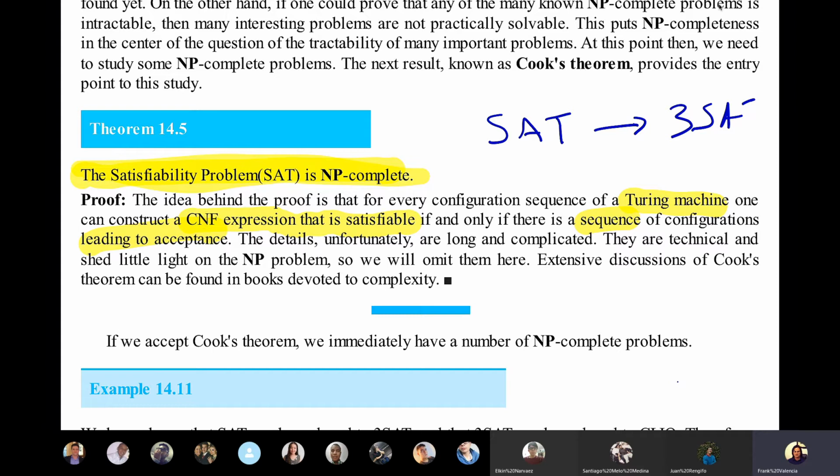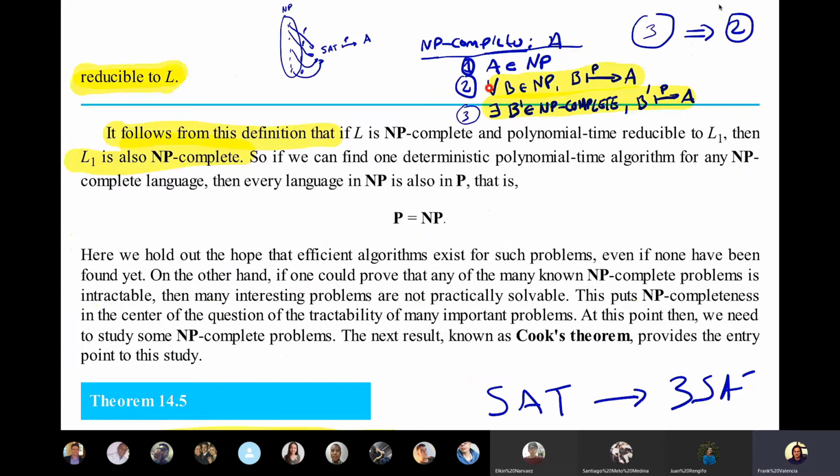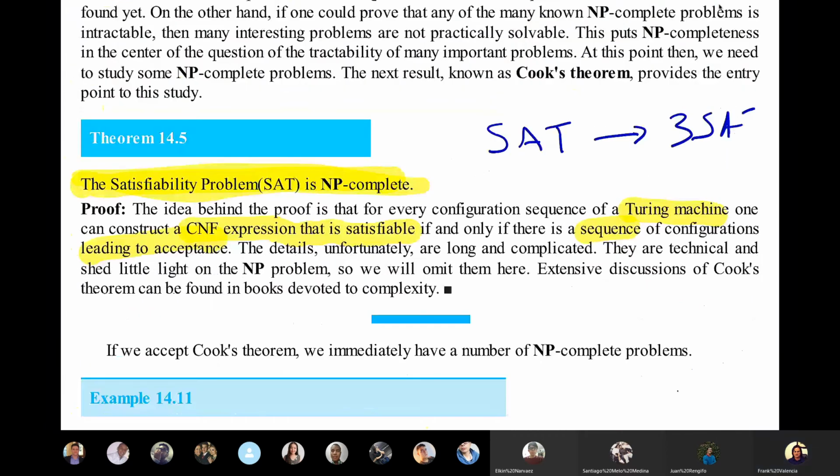So this is the only one that basically you need to prove, not using this thing that I told you. For those who are interested in this complicated proof, you can find it on the internet very easily. And then they will explain how every move in a Turing machine can be translated into a formula in conjunctive normal form. Okay, so you do that way.